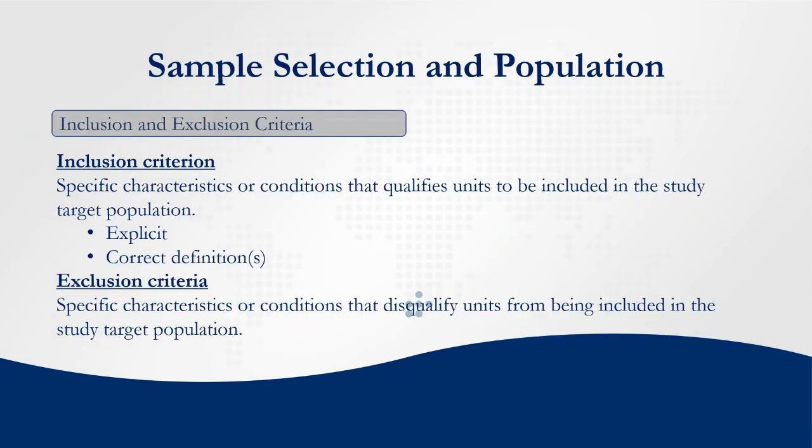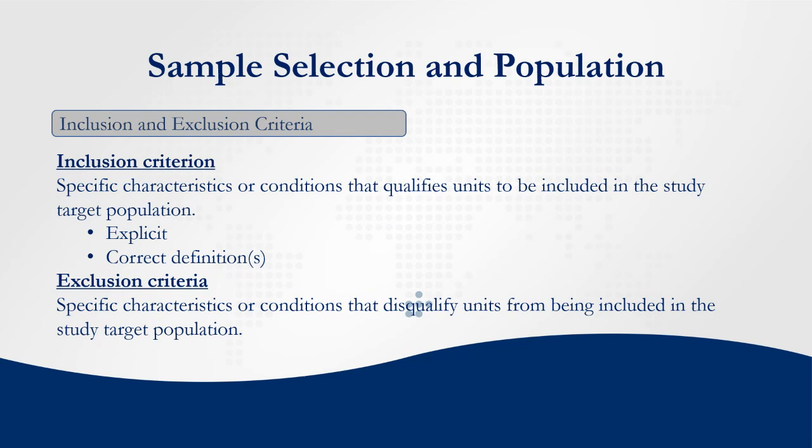So I spoke about the criteria. This is what will assist you to clearly define the target population. These will be specific characteristics or conditions that will make a unit qualify to be included in the study. The criteria has to be very explicit, and sometimes definitions are used to assist with the criteria, which then assists us to arrive at the correct target population.